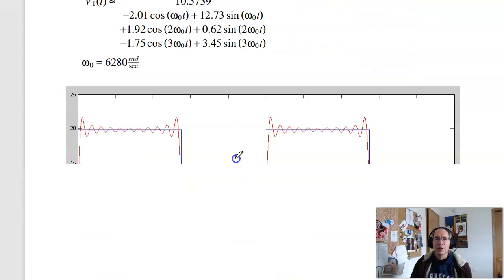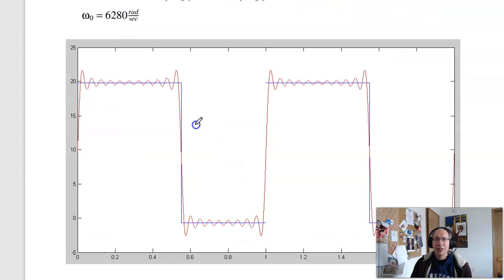Now if I plot V1, and here I actually plotted it out to 20 harmonics, this is what the Fourier approximation looks like. The red line is the approximation, the blue line is the actual signal. As you add more and more terms, it gets closer and closer.